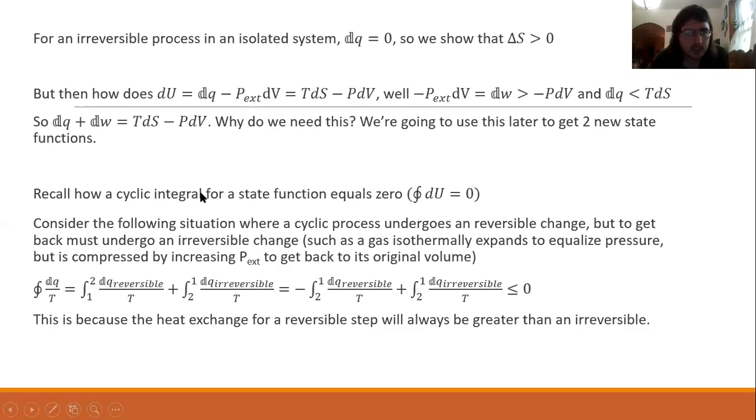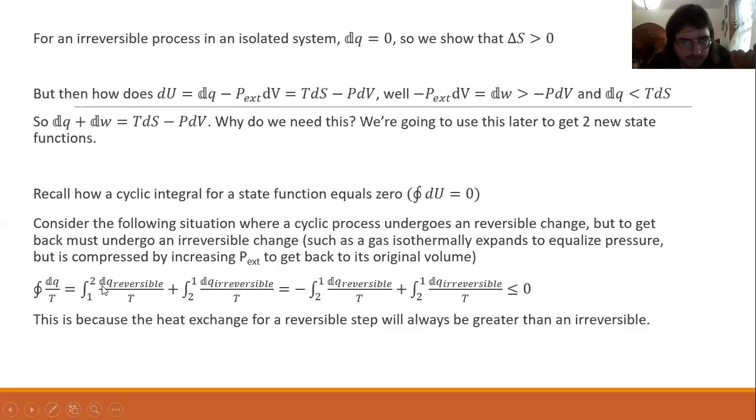But recall how a cyclic integral of a state function will always equal 0. Now, consider the following situation where a cyclic process undergoes a reversible change, but to get back, it must undergo an irreversible change, such as we allow a gas to isothermally expand to equalize pressure, but then we have to actively compress it back. Say it's held in place, we allow the gas to expand under a set mass, but to get it back, you have to put a heavier mass to push it back down. So in this case, we have a reversible process one way, and an irreversible process to get the other way.